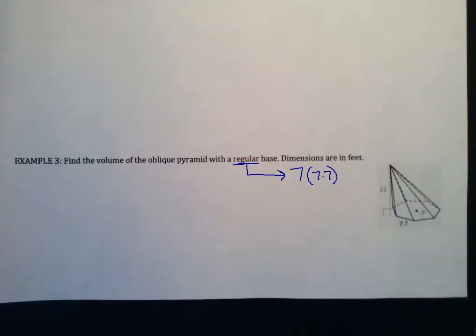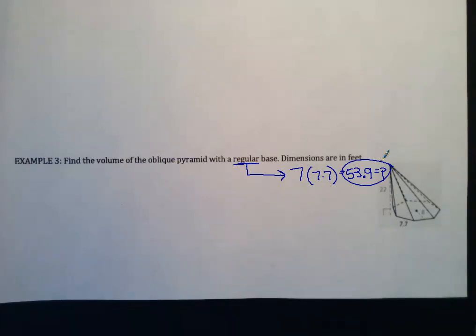So what is 7 times 7.7? 53.9. What is that? What did you just find? The perimeter. So that's your P that's going to be necessary eventually. So how do we find the volume of this pyramid? It doesn't matter if it's oblique, right? Cavalieri's principle said it doesn't matter if it's oblique or right.